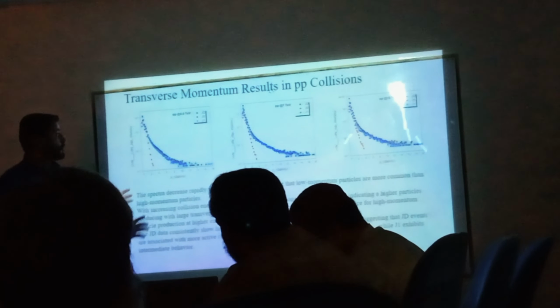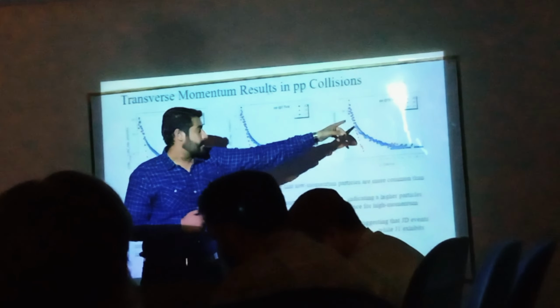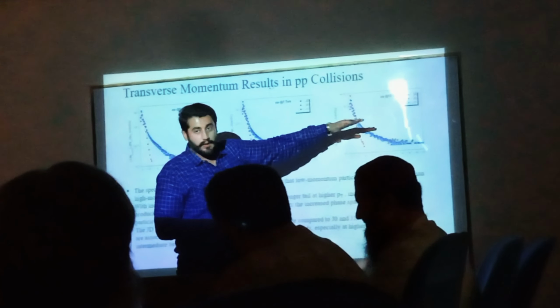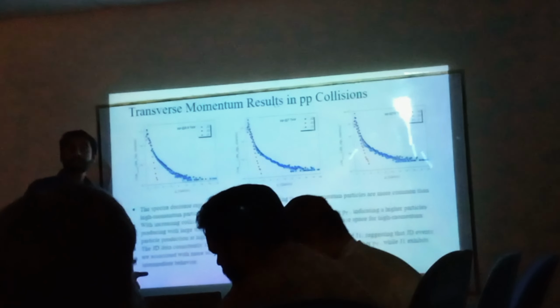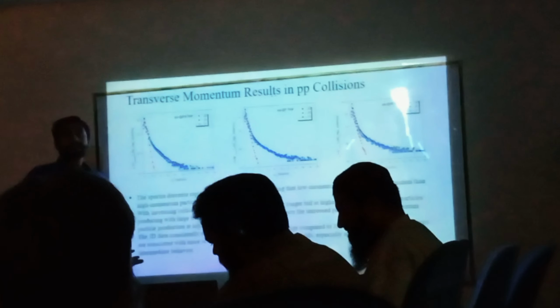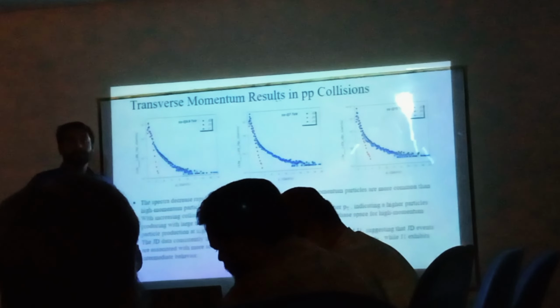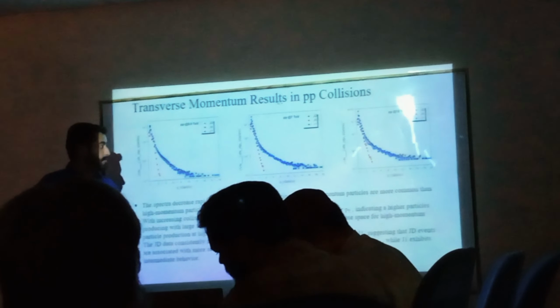But by increasing the amount of energy, like 7 and 13, the distribution goes up, meaning that high momentum particles are now also being produced. So by increasing the amount of energy, we can easily produce high momentum particles, meaning more energetic particles are produced.